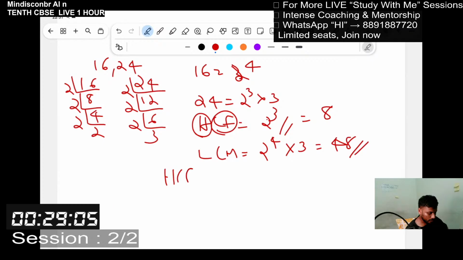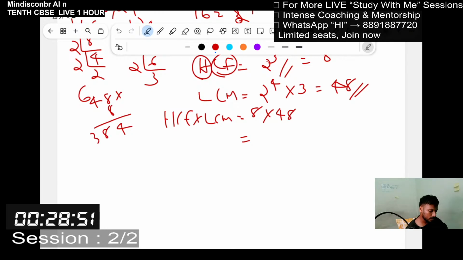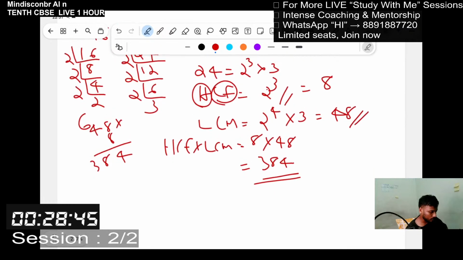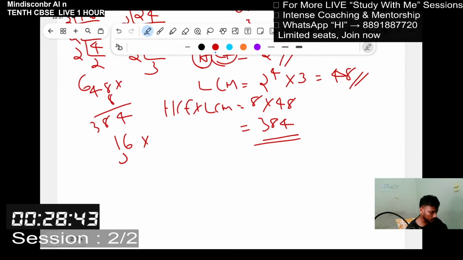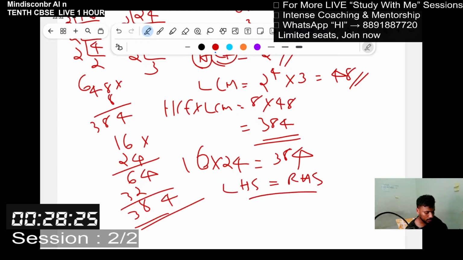So HCF into LCM is equal to 8 into 48, which is 384. And we have to look for the product of the two numbers, 16 into 24. That is also 384. So the product of the two numbers, 16 into 24, is equal to 384. LHS is equal to RHS.